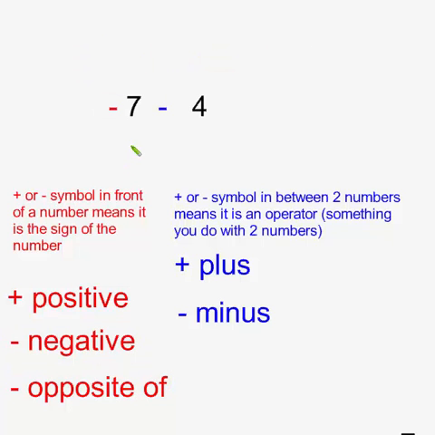Let's try this example. Here's another example where I have this symbol not between two numbers, but just to the left of a number, telling me something about the number 7. The number 7 is not positive, it is negative.